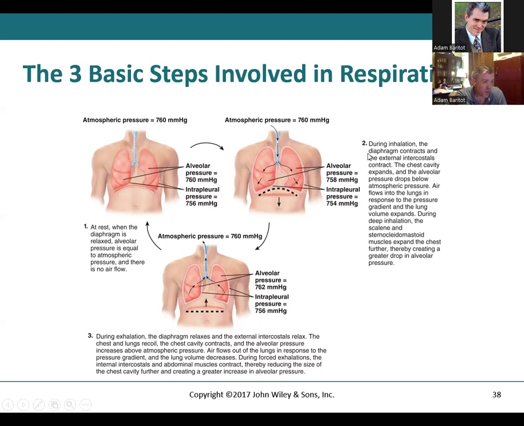During inhalation, the diaphragm contracts and the external intercostals will contract, expanding the chest cavity. Chest cavity expands and the alveolar pressure drops below atmospheric pressure. Air flows into the lungs in response to the pressure gradient, and the lung volume expands. During deep inhalation, the scalene and sternocleidomastoid muscles expand the chest further, thereby creating a greater drop in alveolar pressure. When the pressure inside our body is lower, air will fall into our body.